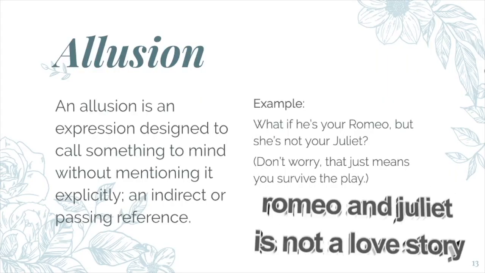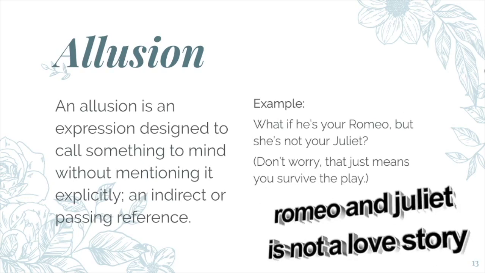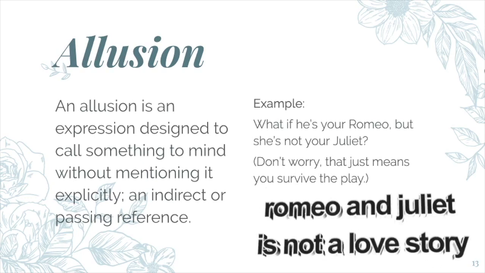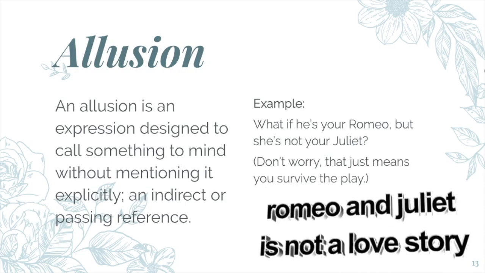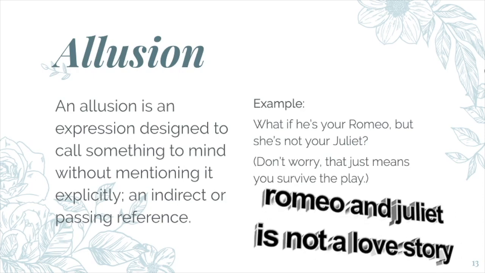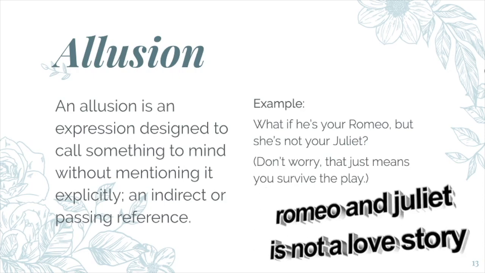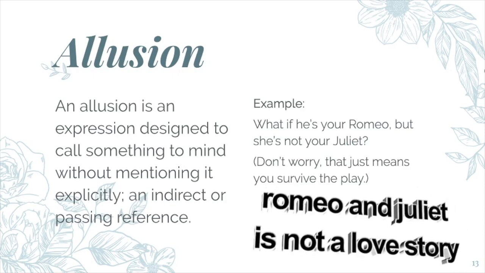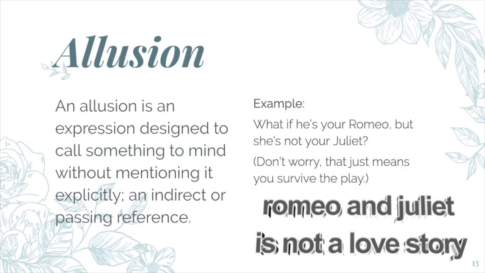Fifth up is allusion. An allusion is an expression designed to call something to mind without mentioning it explicitly, or an indirect or passing reference. Remember, this is an allusion, not an illusion. With an A, it is a literary device. With an I, it is that thing that hypnotists or magicians do.